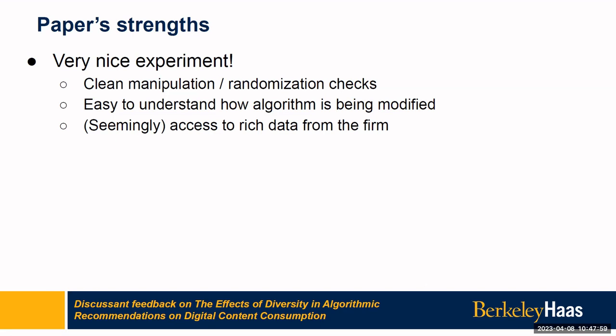Having done some research on personalization algorithms and trying to run field experiments, these algorithms are really complicated. And so actually changing how they work can be difficult to explain in a paper or to an audience. So I think the manipulation the authors do in the paper, increasing the window size in the final step of the algorithm, clearly affects the diversity of what's being consumed, but in a way that's pretty easy to communicate and understand.